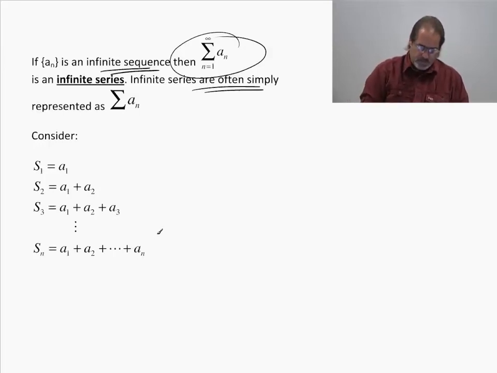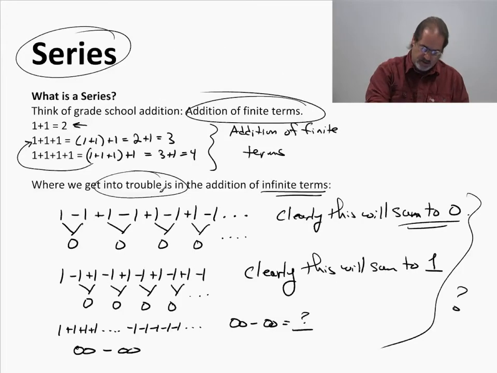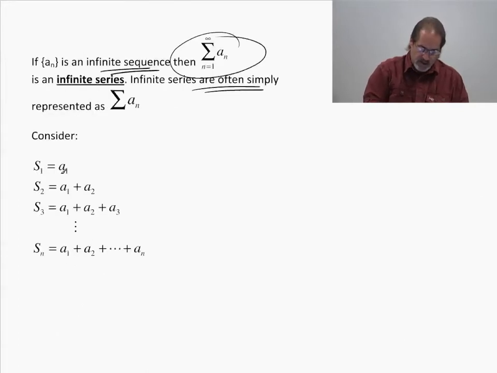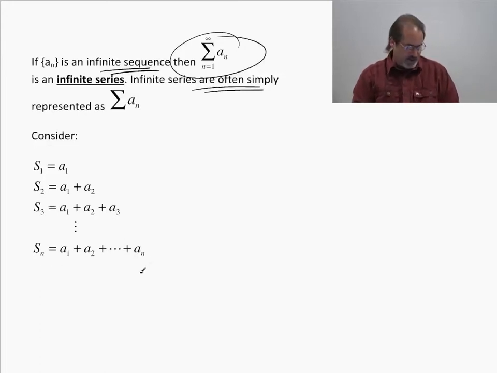Now, go back to what I had here just a second ago when I was adding these up. 1 and 1 is 2, 1 and 1 and 1 is 3, and so forth. If I take S1, I say that equals A1. So that's the first term in my infinite sequence. S2 equals the first term in the infinite sequence plus the second term. So S2 is the sum of the first two terms. S3 would be the sum of the first three terms. On out to Sn, which is the sum of the first n terms.